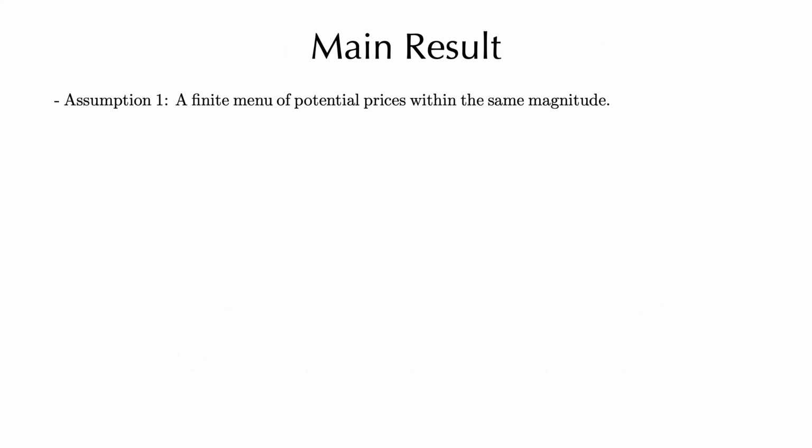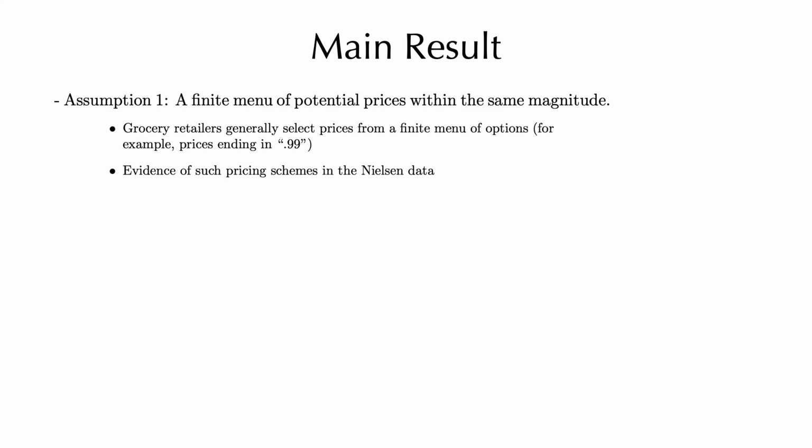The first one is a finite menu of potential prices within the same magnitude, right? So in grocery retail, this is pretty reasonable. We're used to seeing things priced in 99-cent or 50-cent increments. And we need to assume that within a product, the minimal and maximal price you can charge can't be exponentially dependent, which is, again, a reasonable assumption. And we see evidence of both of these in the Nielsen data. Again, I can't show you those plots, but they're in the paper.